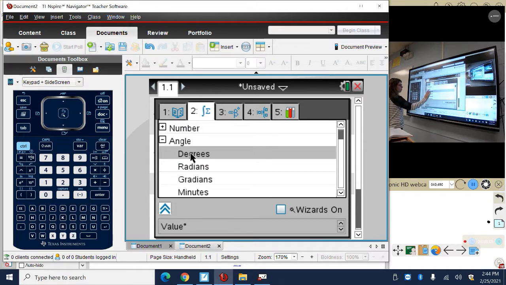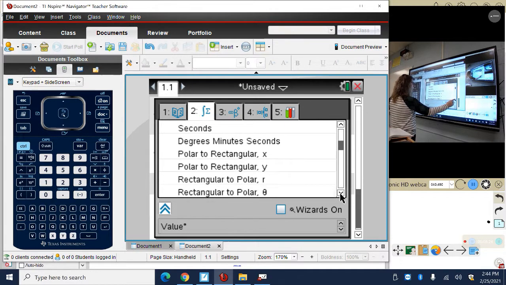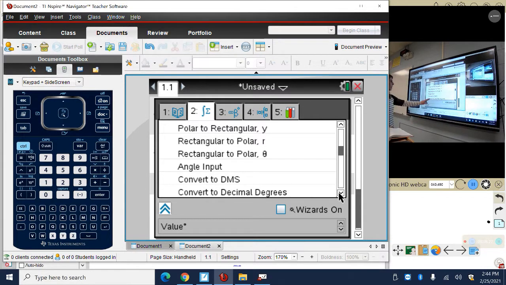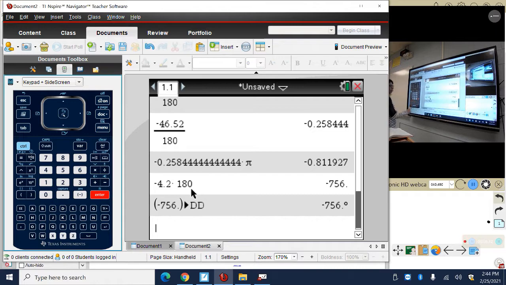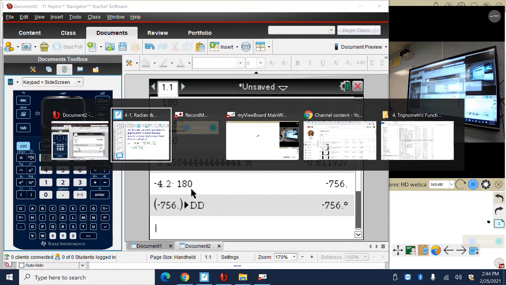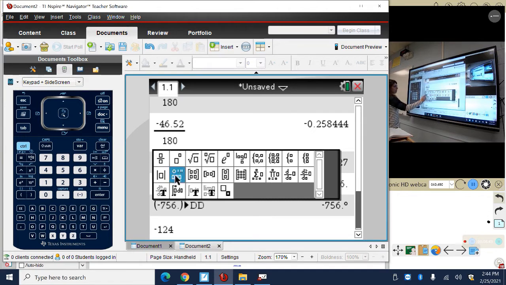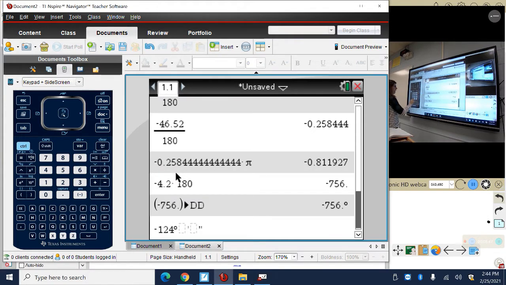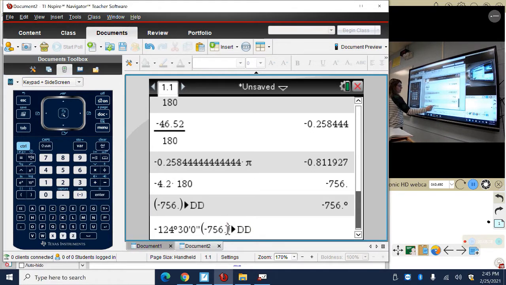Angle. And I'm going to scroll down. Convert to decimal degrees is what I want. And I'm going to hit enter, but that's not what I wanted to type in. What was the problem? 124. So negative 124, and then I'm going to hit the key to the right to get degrees, minutes, and seconds. And that's 30, and then this is 0. And then I'm going to go ahead and arrow up and grab that. And I'm going to delete this right here.